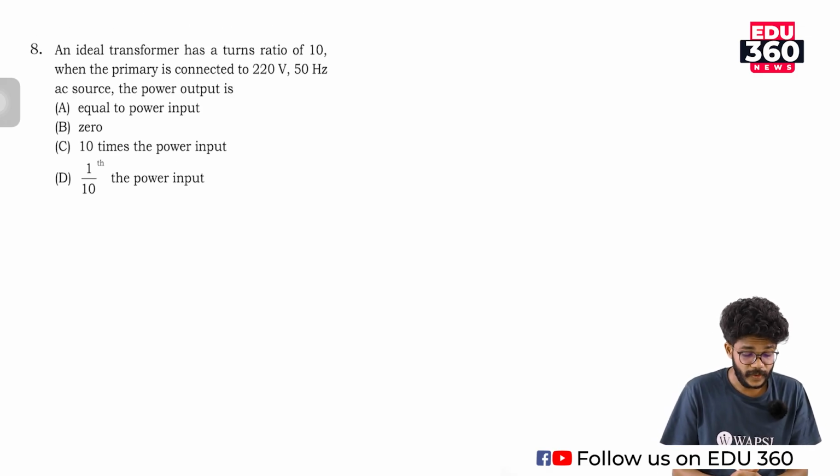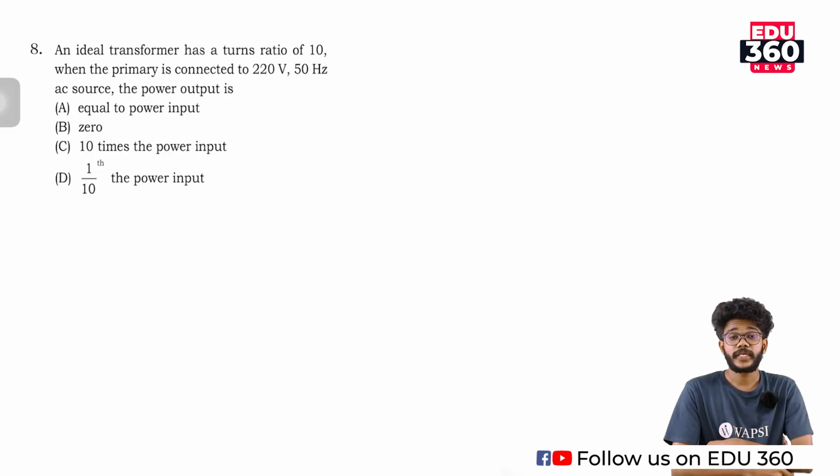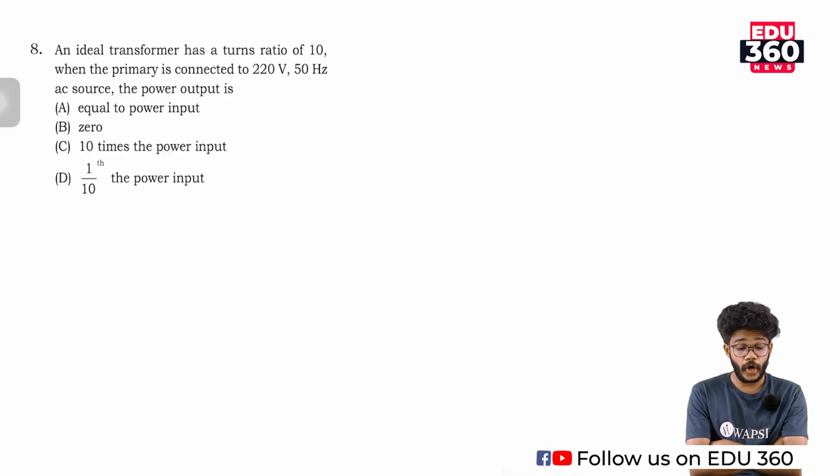An ideal transformer has a turns ratio of 10. When the primary is connected to a 220 volt, 50 hertz AC source, the power output is... So they are actually asking the relation between the power in the input and output. We can read the options. Option A, equal to power input. Option B is 0. Option C is 10 times the power input, and option D is 1 by 10th the power input.